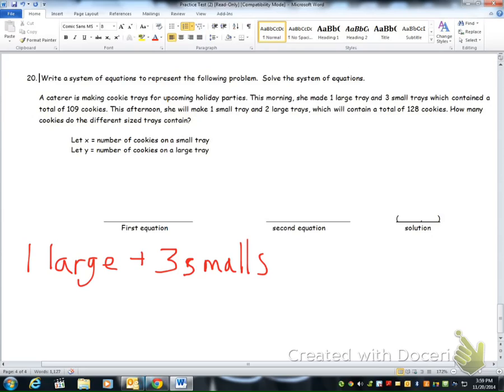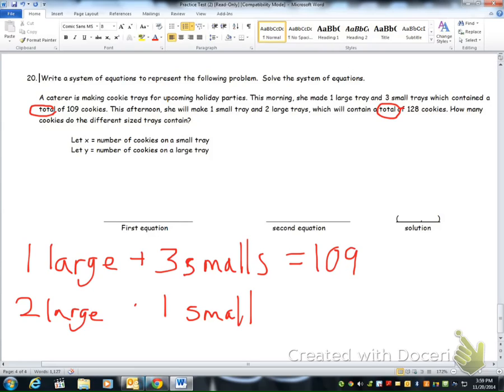Well, total always tells me that we are adding. So the number of cookies on the one large tray plus the number on the 3 small trays should equal 109. Then it says in the afternoon she's going to make one small and 2 large. And the total, so once again, total tells me that we are adding. The total of those trays is 128 cookies. So now we need to write an equation.